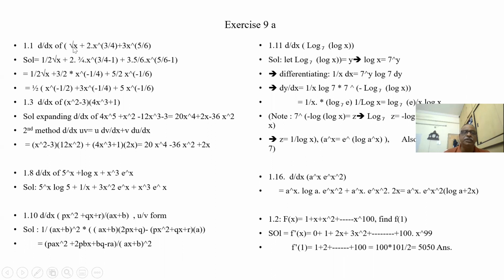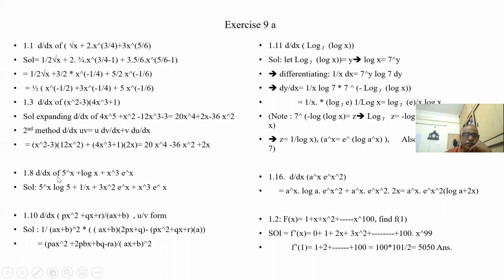So let us see here. d by dx of root of x plus 2x to the power of 3 by 4 plus 3x to the power of 5 by 6. This is 1 by 2 root x. This is 2x to the power of 3 by 4 minus 1 into 3 by 4, 3x to the power of 5 by 6 minus 1 into 5 by 6. So we can simplify it. Similarly, x square minus 3 into 4x cubed plus 1. Whether I multiply and expand and do differentiation, 5 fours are 20x to the power of 4, 2x minus 36x square. Or we can do the UV formula, u into v dash plus v into u dash. Then also we get the same answer.